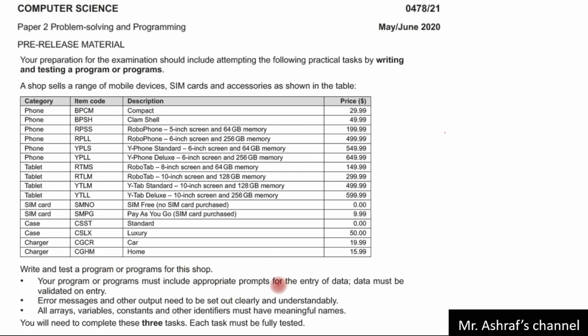Appropriate prompt. Appropriate prompt means that you need to show a message to the user to input something. Also, error messages must be shown if the user inputs invalid data. For example, if he inputs a price which is not a reasonable price, this must be shown as an error message.